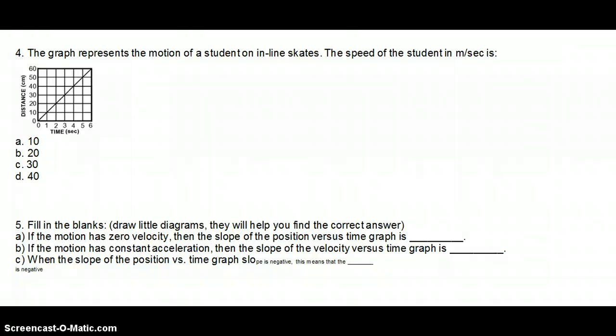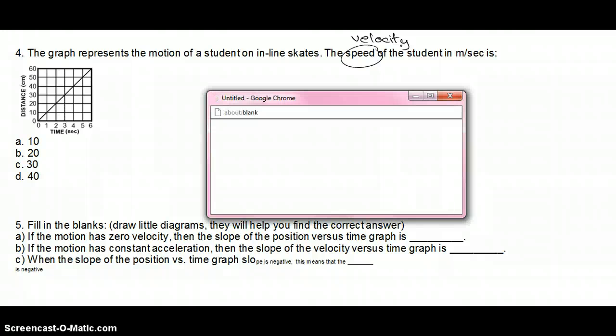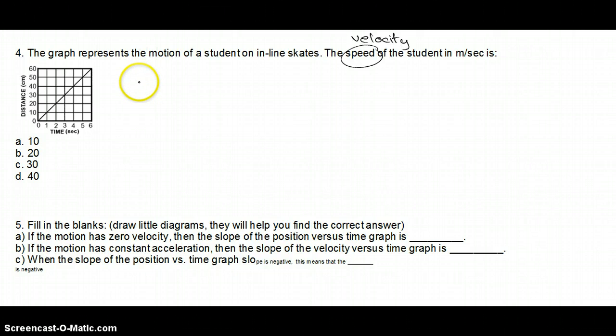This is a multiple choice question, so on the quiz you don't have to show your work, only because it's a multiple choice question, but I will do the work on paper just to explain to you. The question says, the graph represents the motion of a student in line skates. The speed of the student in meters per second is, so I'm trying to find the speed, which is the same as velocity but without direction. They didn't give me the direction. That's why I can't call it velocity. The formula for velocity is delta x over delta t. In other words, the velocity is the slope of the xt graph. This is the xt graph.